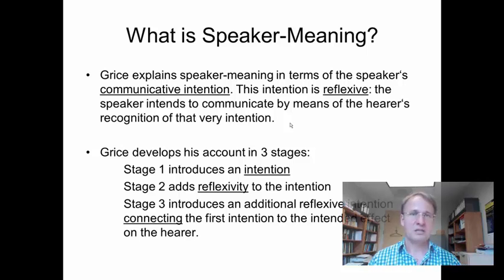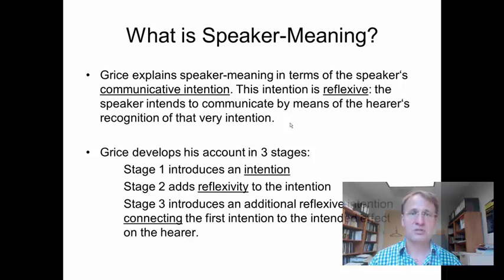So the speaker's meaning is determined by what the speaker would like the hearer to believe on the basis of what the speaker said, or as a result of what the speaker said. And Grice develops his account in 3 stages, and he uses examples to motivate these 3 stages.